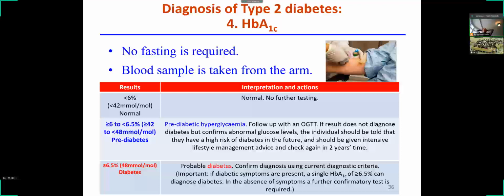If it's between 42 and 48, you have what are called pre-diabetic hyperglycemia levels, and you follow that up with an OGTT to see how the patient responds to changes in glucose. And then anything above 6.5% or 48 millimolar, you probably have diabetes, and it needs to be confirmed, obviously, with some of the other tests that I mentioned to you. But again, the advantage of this particular test is it doesn't require fasting.